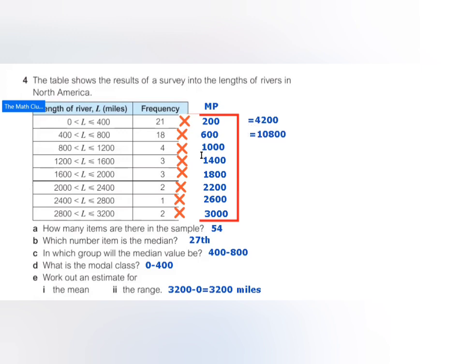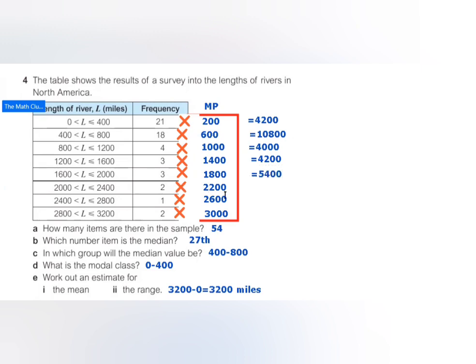Equals, yes. And then 4 times the 1000 is going to be 4000. Good. And then 3 times 1400, and the answer is 4200. Don't forget to write the equal sign so you know that you multiplied. Okay. And then next one, we have 3 times 1800, 5400.